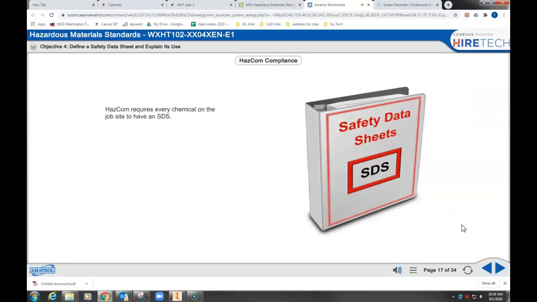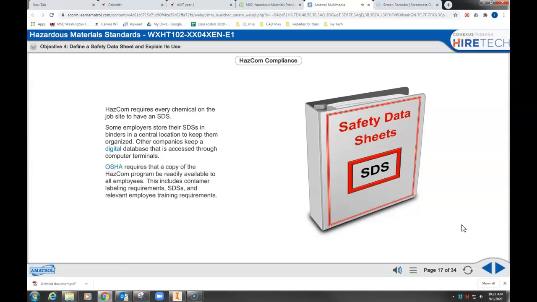HazCom requires every chemical on the job site to have an SDS. Some employers store their SDSs in binders in a central location to keep them organized. Other companies keep a digital database that is accessed through computer terminals. OSHA requires that a copy of the HazCom program be readily available to all employees. This includes container labeling requirements, SDSs, and relevant employee training requirements.